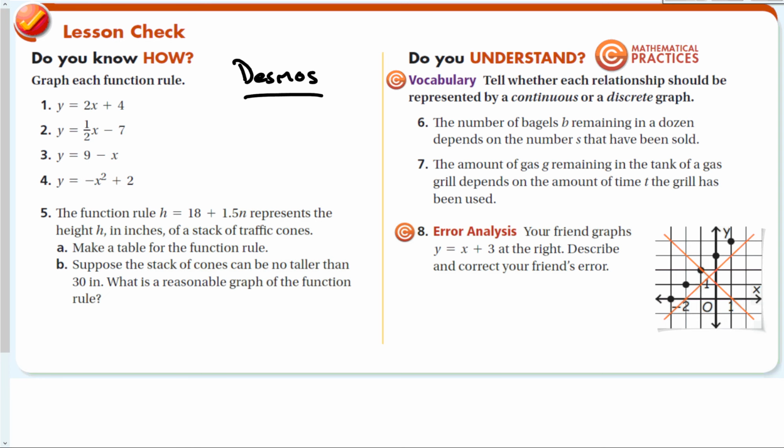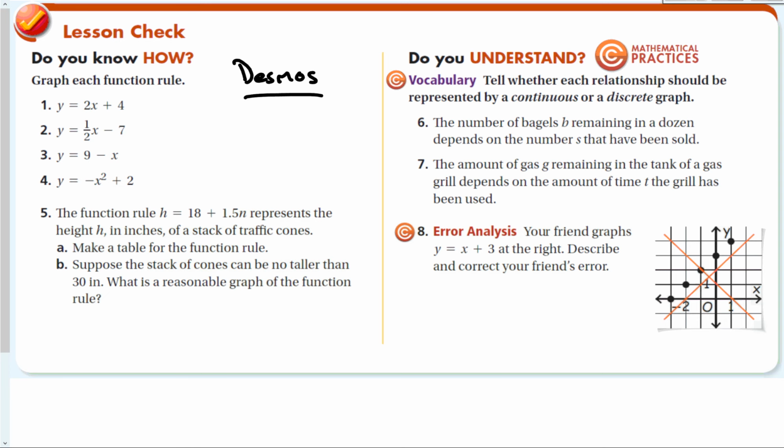Okay? So the function rule, 18 plus 1.5n represents the height h in inches of a stack of traffic cones. So make a table for the function. So we can do that. We can calculate all these different heights. Suppose a stack of cones is to be no taller than 30 inches. What is a reasonable graph for the function rule?